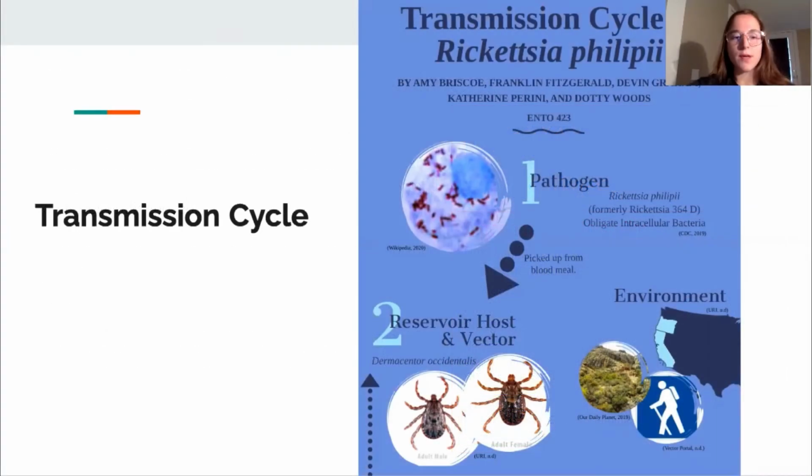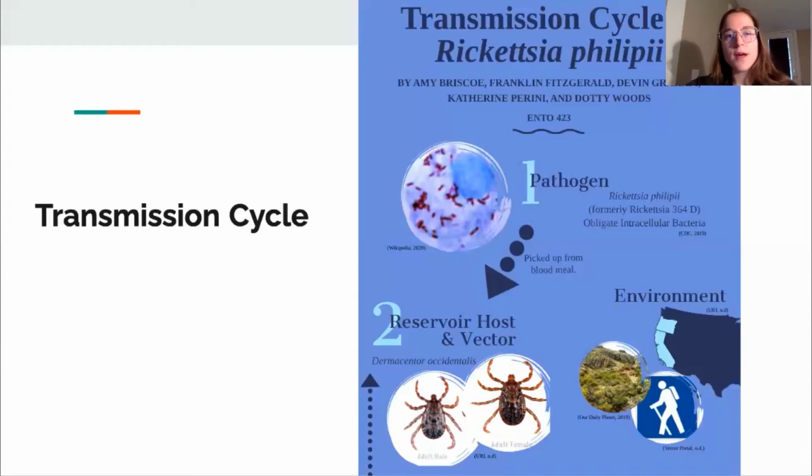Next, we will be going into the transmission cycle of our pathogen. Our pathogen is Rickettsia phillipi, which is an obligate intracellular bacillus bacteria. It was formerly known as Rickettsia 364D and causes the disease that has unofficially been named Pacific Coast tick fever. This pathogen is vectored by the tick Dermacentor occidentalis, otherwise known as the Pacific Coast tick. This tick is also the reservoir host for this pathogen, in addition to being the vector.